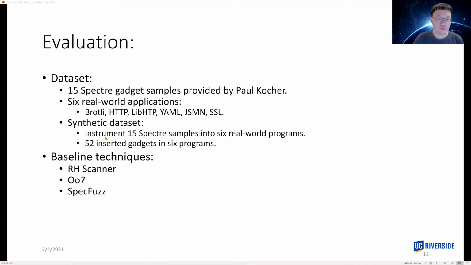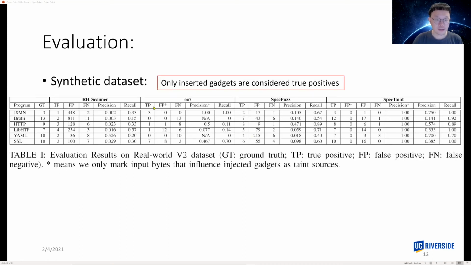Then we compare SpecTaint with 3 baseline techniques on these 3 datasets. First is the synthetic dataset. In this experiment, only inserted gadgets are considered true positives. For tools that utilize taint analysis, such as 007 and SpecTaint, we first only taint the input bytes that control inserted gadgets. In this setting, we can see that 007 still produces many false positives and negatives, while SpecTaint can achieve 100% precision.